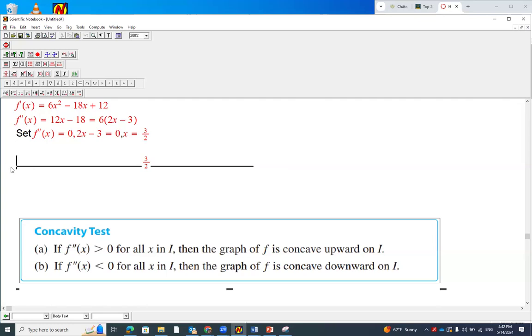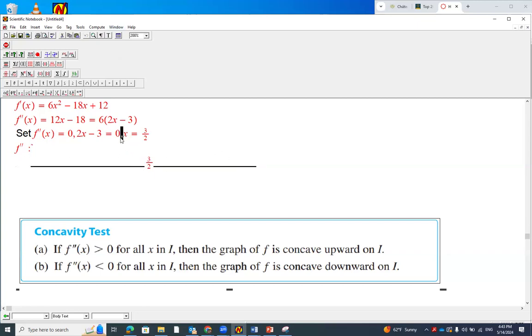And remember, this is about the second derivative, so I have f double prime. Okay. Let's look at the sign change.